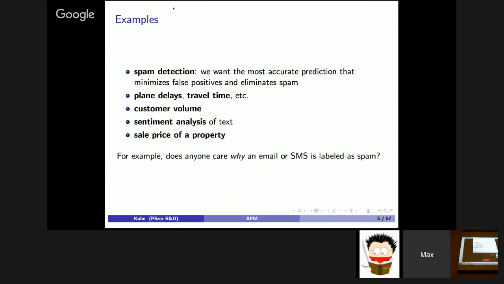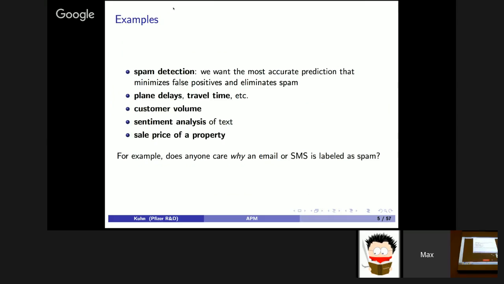Another thing is the sale price of a property. I sold a house last year, and I kind of want to know what things I could do to make my house sell for a higher price, but the model's not necessarily going to be as good at telling me that as a local realtor would be. So when I want to make predictions, I want a really good assessment of how accurately I can predict the sale price of a house. And so, again, the focus there would be on prediction.